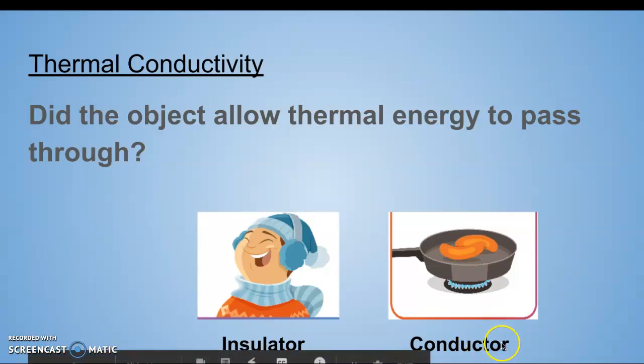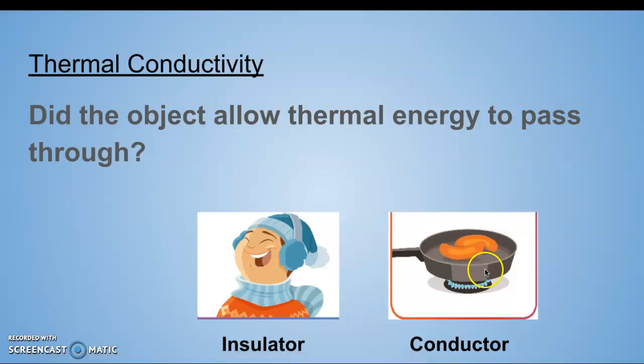Over here, we have a metal pan that is a thermal conductor. Notice we have a flame from the stove. That flame is hot, and as it touches this metal pan it heats up. So the thermal energy is passing through the pan, which allows us to cook and heat our food.